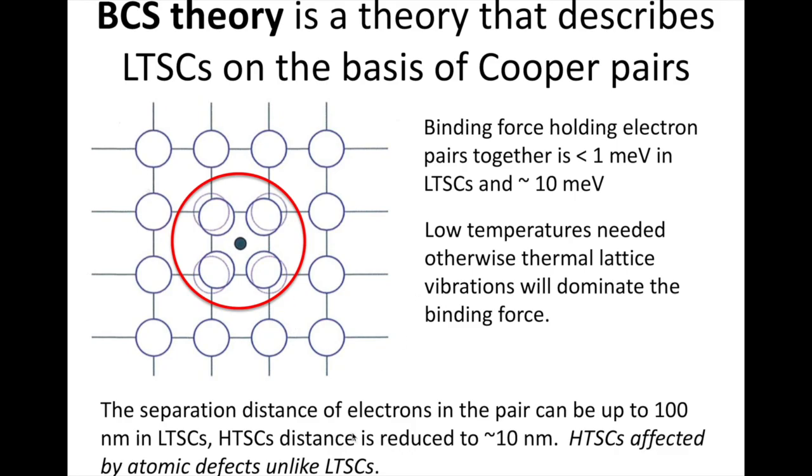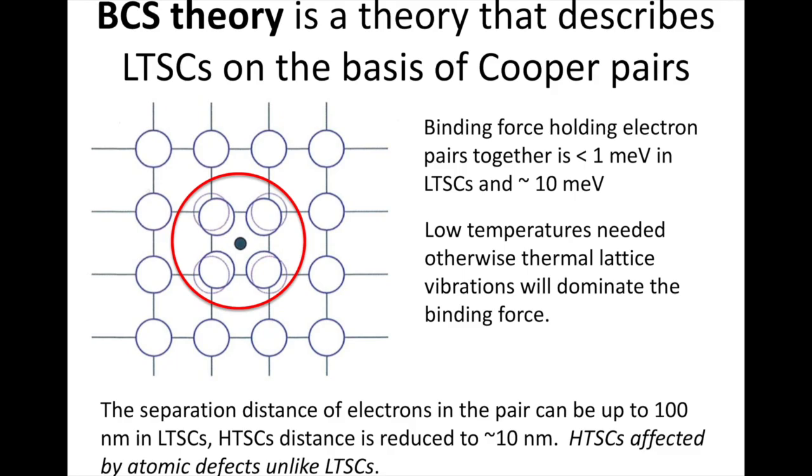All right, so some other things that you might be wondering about in terms of these pairs. These pairs are moving through the lattice together, but the separation distance of these Cooper pair electrons can actually be quite large. For low temperature superconductors, the separation can be up to 100 nanometers. That's quite large when you're talking about an electron. On the other hand, for the high temperature superconductors, that distance is much smaller, closer to 10 nanometers.